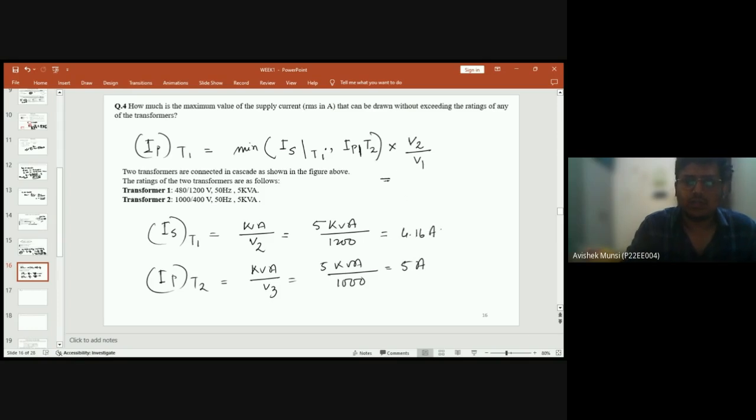So what will be the maximum allowable current? That is the minimum of 4.16 and 5, into V2 by V1, that is 1200 by 480. The minimum of it is 4.16, into 1200 by 480. Solving it, what will be the answer?